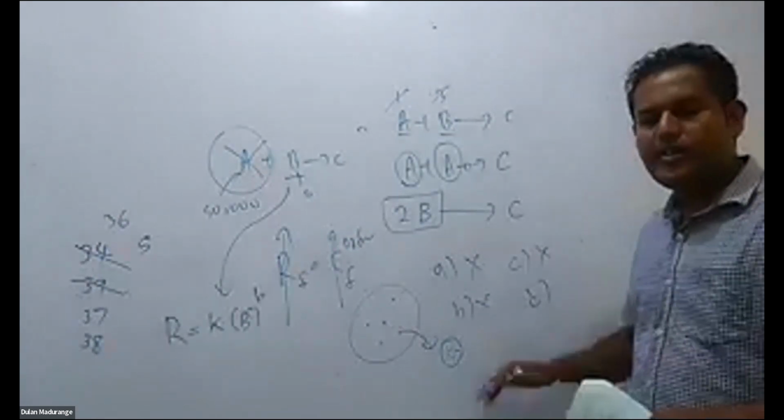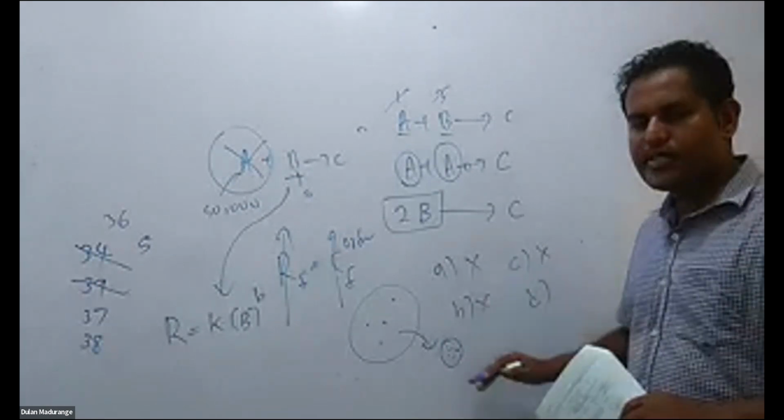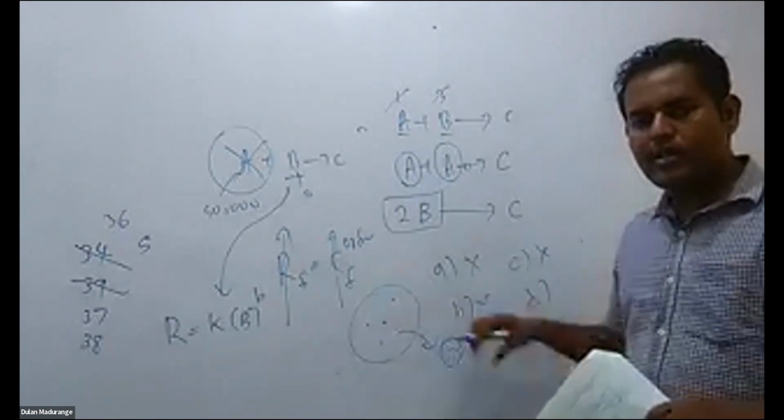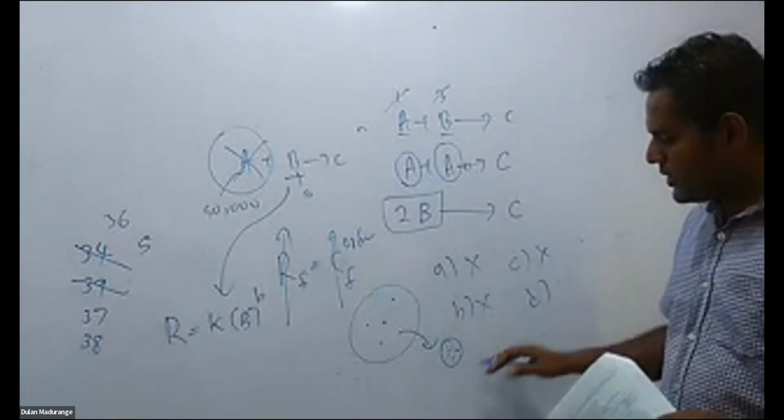Collision rate is increased. Right? Collision rate is increased because you are decreasing the volume. As you are decreasing the space, the molecules will move fast.